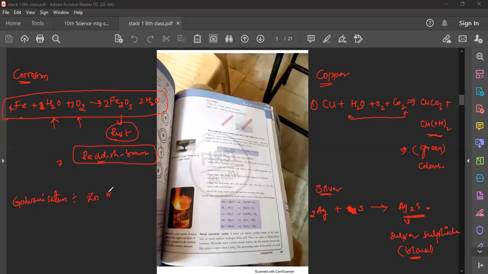Which metal? Zinc. Other methods are also there. Electroplating, painting. What is the third one? Galvanization, electroplating, painting, or oiling of chains, greasing. You can use all these methods.